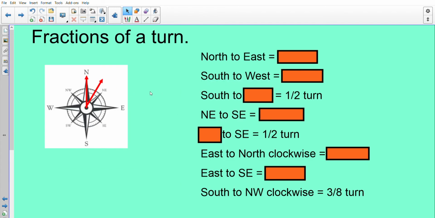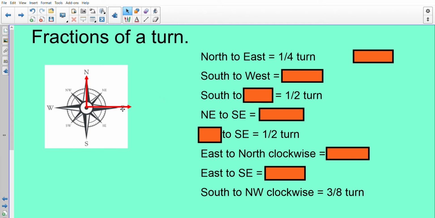So we can measure turns as fractions as well. So we're going to be combining the compass turns with turns as a fraction. So let's say we are facing north. Someone's facing north on a map. They turn from north to east. Okay, we know that's 90 degrees. We also think of that as a 1/4 turn. We have covered that, but it's going to get tricky in a moment.